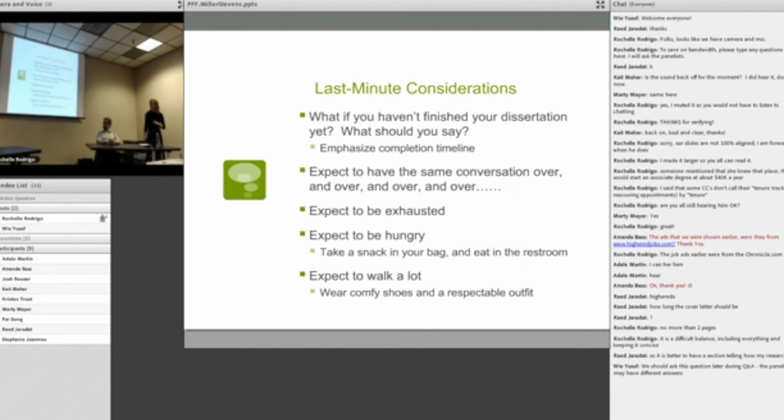Expect to walk a lot. We already mentioned wearing appropriate clothes, but women, high heels, it's really tough because you'll be walking around campus, so wear short heels if you can. And also a respectable outfit. And for men, one thing I've noticed is that men tend to overdress in terms of they'll wear a long sleeve shirt and then a sport coat, and then they'll sweat a lot during the interview, which is not really pleasant to watch as someone sitting in the audience. So think about that before you go.